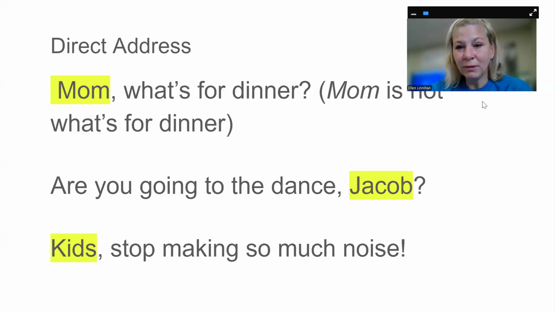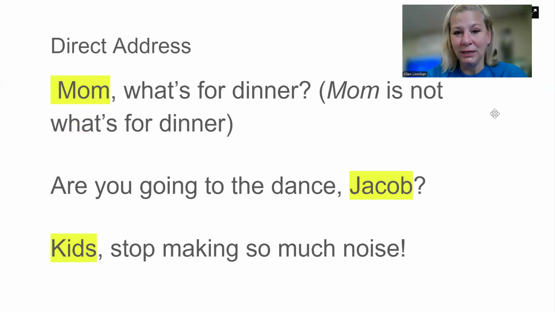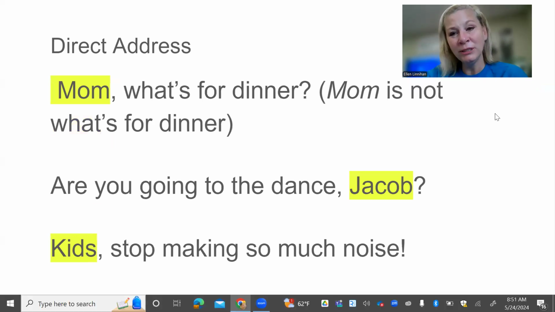Direct address means that you're directly speaking to someone, and that person's name is not a part of the sentence structure. So for example, "Mom, comma, what's for dinner?" Well, obviously mom is not what's for dinner. We're not serving up mom on a plate, right? But we're talking directly to mom. We're getting her attention. "Mom, comma, what's for dinner?" So we surround mom with a capital letter and also the comma afterwards to show we don't really need it in the sentence. We're speaking to her directly.